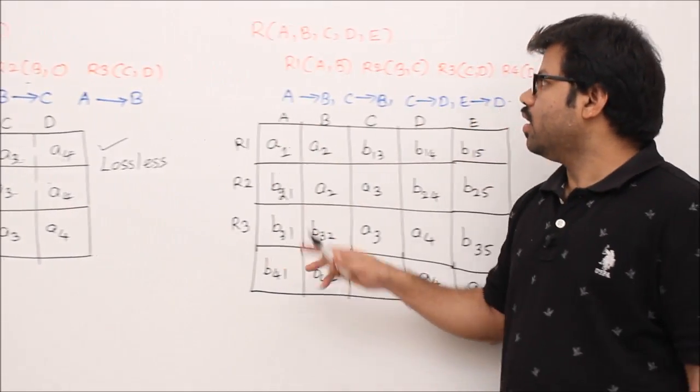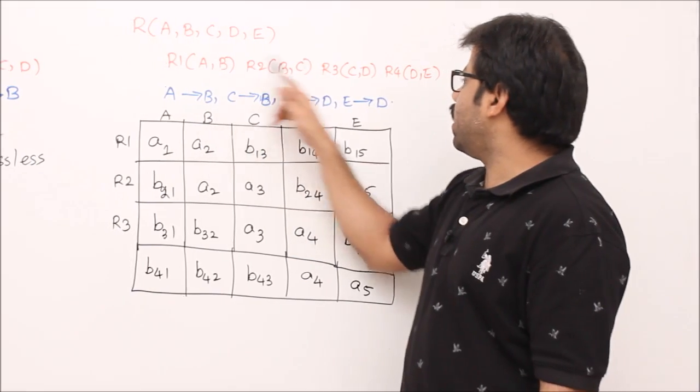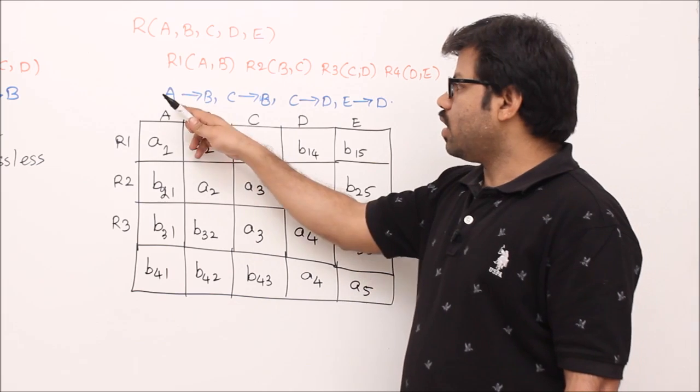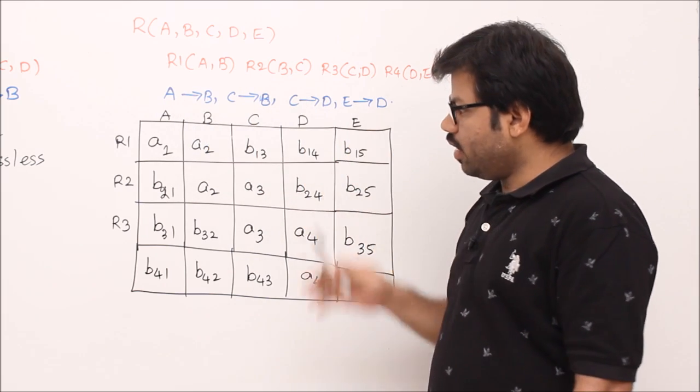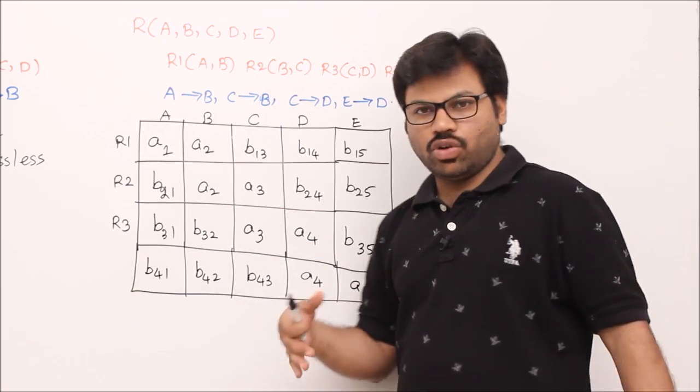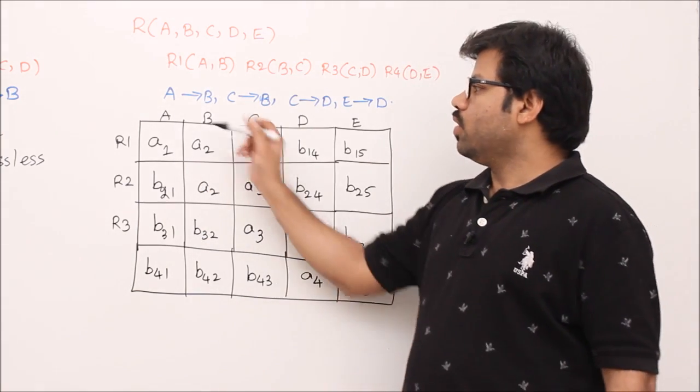In this example, you have 5 columns. The decomposition contains 4 tables: AB, BC, CD, DE. Now the rules are A to B, C to B, C to D, E to D. I already filled these entries, so you stop the video and fill these entries too. You know how to fill them. Then we'll continue.